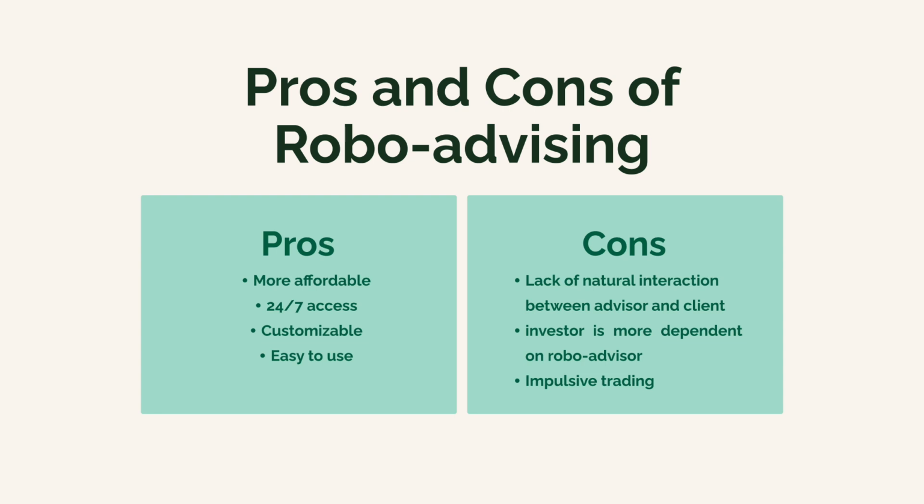The cons of using robo-advising or similar services is going to be the lack of natural interaction between the advisor and the client, since it actually isn't a physical and real person. It's also going to be more dependent on the robo-advisor's activities, and the investor is going to be a lot more dependent on what the robo-advisor says. This can lead to more impulsive trading.